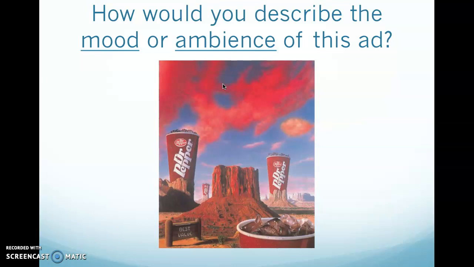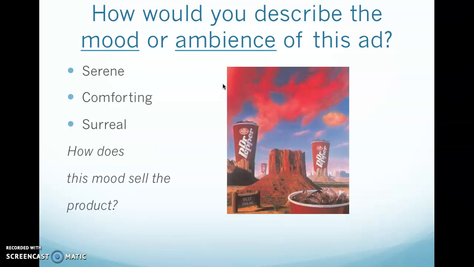All right, let's look at this ad from Dr. Pepper in the 1980s. It kind of has an 80s look to it, if you ask me. But how would you describe the mood or the ambience of this ad? You can pause the video if you want to and think about it. But what I come up with was that it's serene and comforting and a little surreal. We have Dr. Pepper cups sprouting out of the ground in the middle of the desert. Creates a mirage, right? When you're in the desert, you're thirsty and your eyes are playing tricks on you. Well, here's some Dr. Pepper to solve your problems. All right. So how does this mood sell the product? That's how you would analyze the mood portion of this ad.